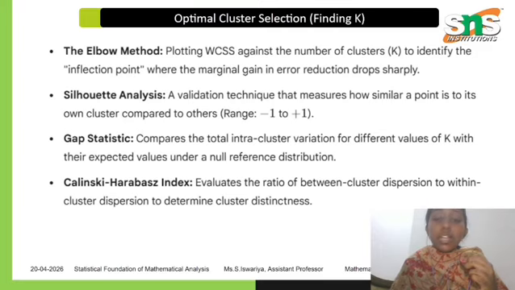Here the range varies from -1 to +1. And the next one is the gap statistic. This compares the total intra-cluster variation for different values of K with their expected values under a null reference distribution. And the next one is the Calinski-Harabasz index. It evaluates the ratio of between cluster dispersion to within cluster dispersion to determine cluster distinctness.